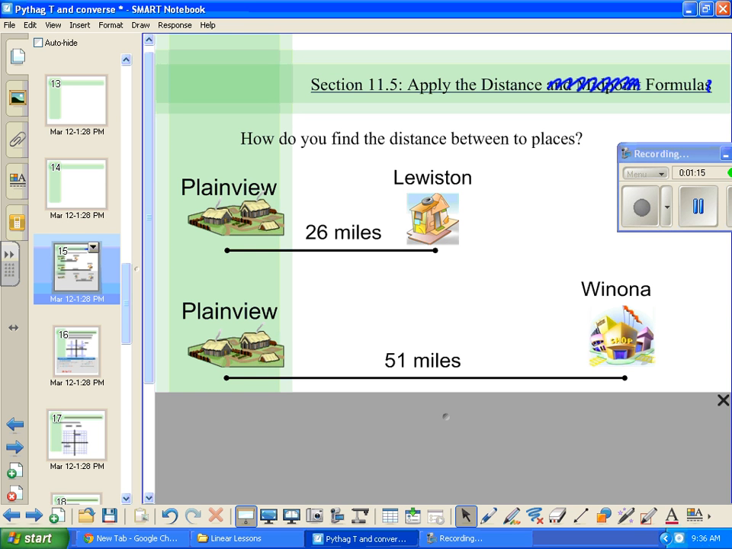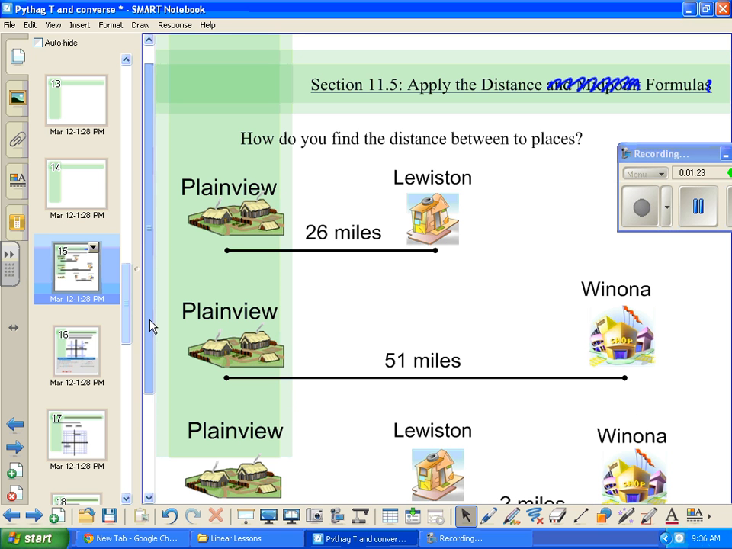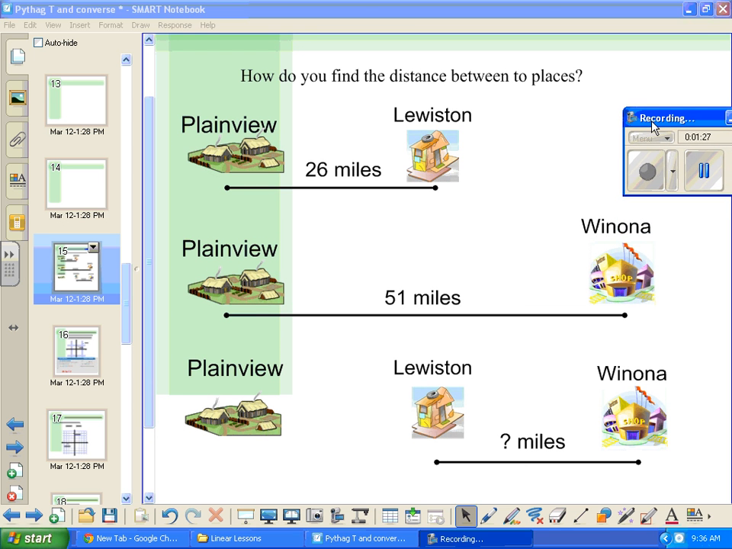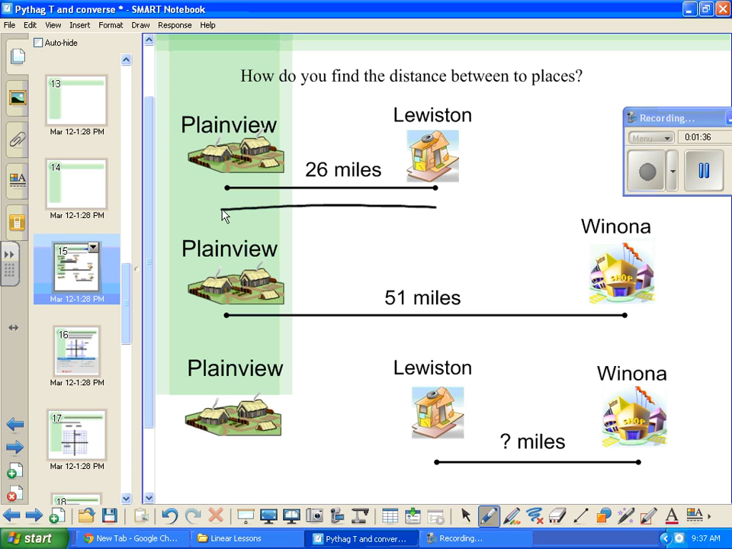Well, if I know that Plainview is 26 miles from Lewiston, and Plainview is 51 miles from Winona, there's a way to figure out then how far Winona and Lewiston are apart. I can figure out the distance between those 2 cities. How would I do that? I usually pose this question to students, and then after they think for about a minute or two, they might realize, well, if I know this distance here is 26, and I know along that same line then from Plainview to Winona, let's say it's about right here, they just need to be able to figure out what this distance is. And how can you do that?